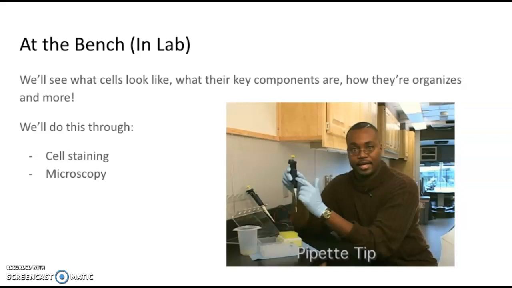And we're going to do that through two main techniques. Number one is cell staining. So in order to see them underneath a light microscope, cells aren't normally colored, right? They don't provide us with the ability to see them very easily. So what we're going to have to do is stain them with a special type of stain called methylene blue. We're going to have to also visualize them underneath a microscope.